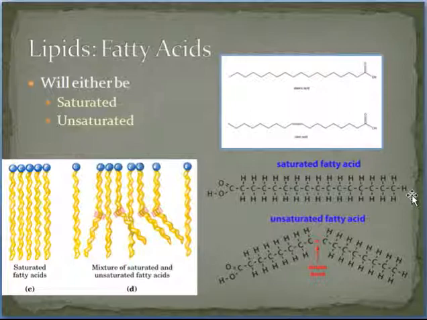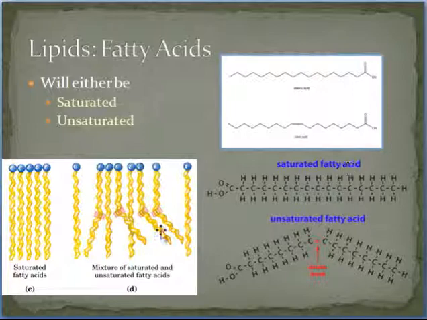So back to the saturated, unsaturated thing. If it is saturated, as in this one here, there are no double bonds. Versus unsaturated, you can see the double bond here in red. The double bonds cause a kink.